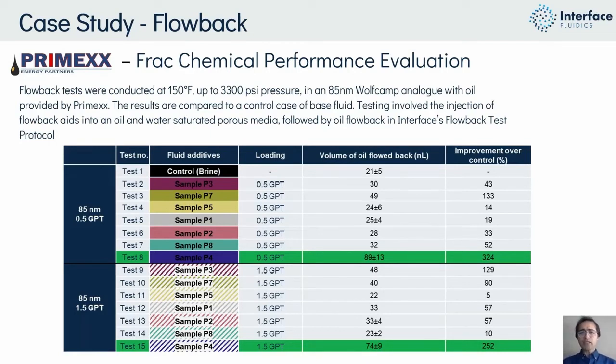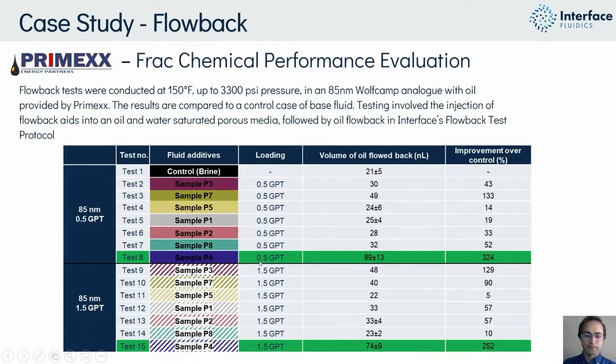So again, it shows that there should be a sweet spot for surfactant concentration when it comes to the flowback efficiency. Again, everything ran at 150 degrees Fahrenheit and 3300 PSI, and this is a ranking of different surfactants. So what Primex did, they used this information to complete a new well. They used sample P4 at 0.5 GPT, which based on this testing showed to be the optimum case.